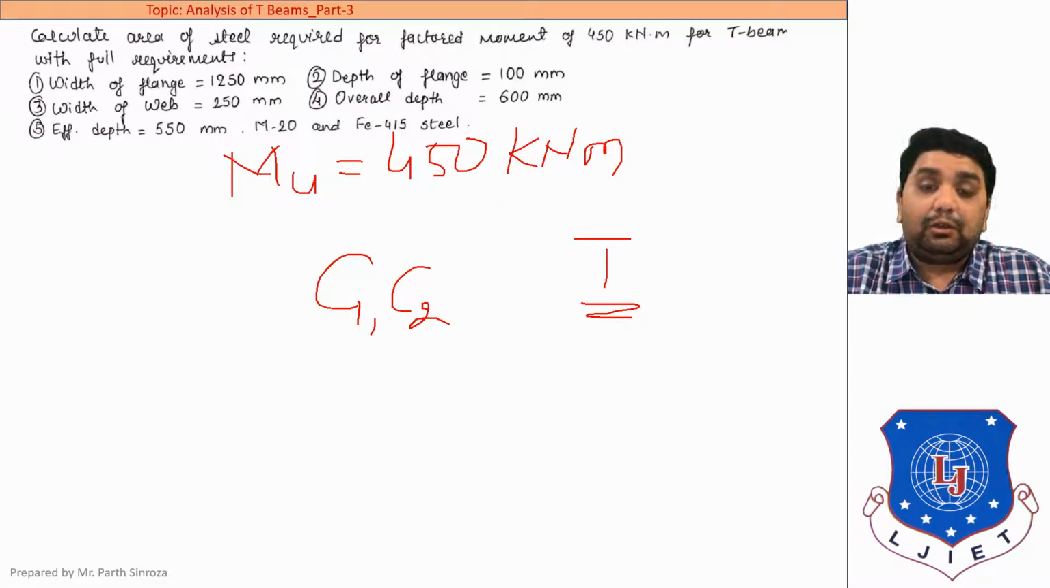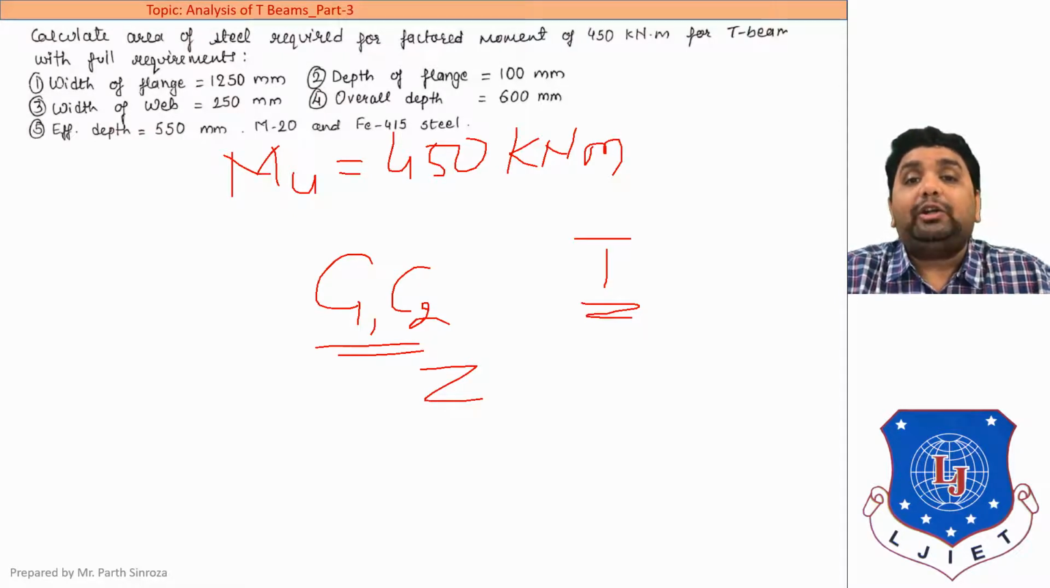Now to find moment, there are two cases we need to refer to. As we know, the equation of moment is load into perpendicular distance. These are the loads, and the perpendicular distance between these two loads will be the lever arm, that is Z. So we can either use C into Z or T into Z. There are two methods we can use. But one method will be the most beneficial, and it will be less time consuming.